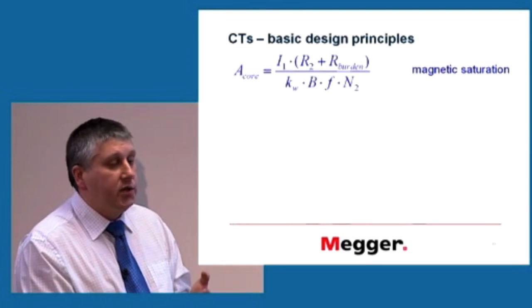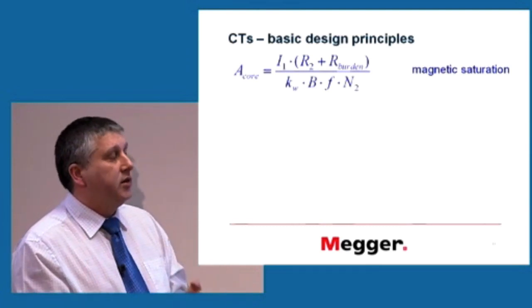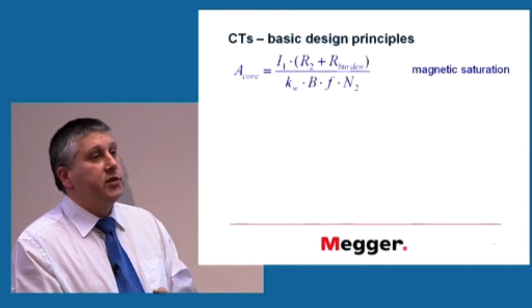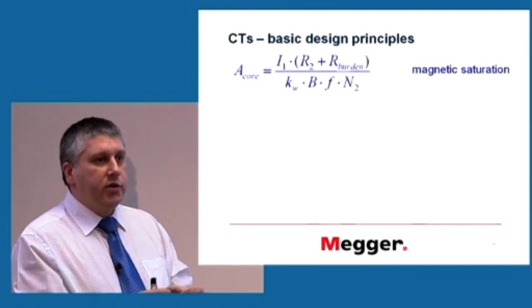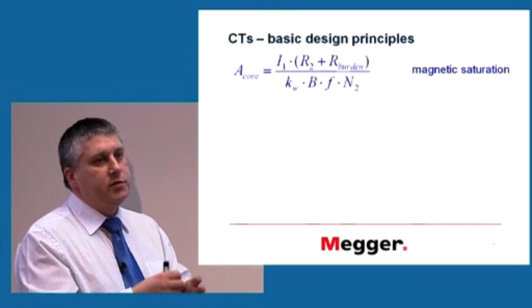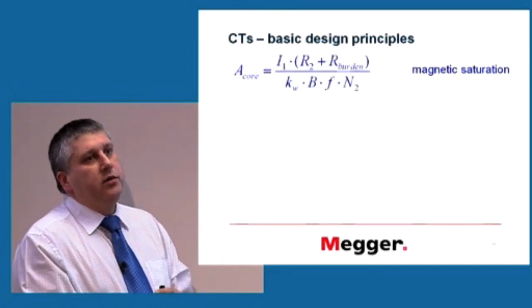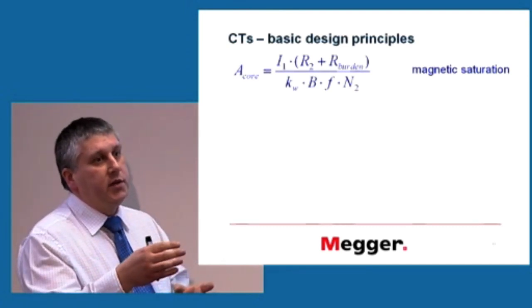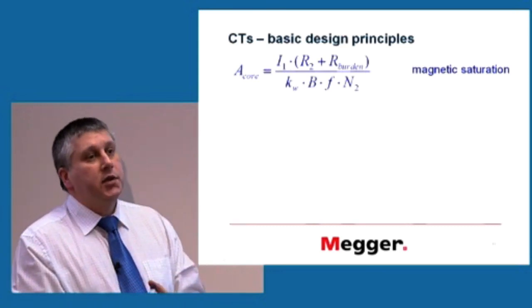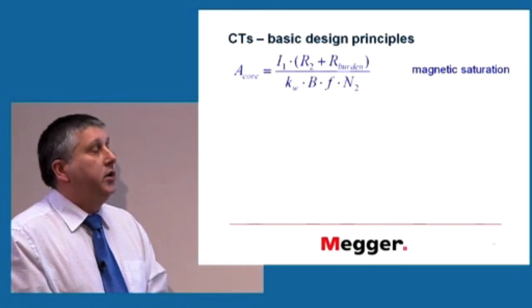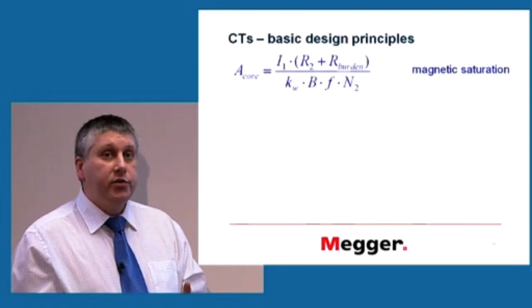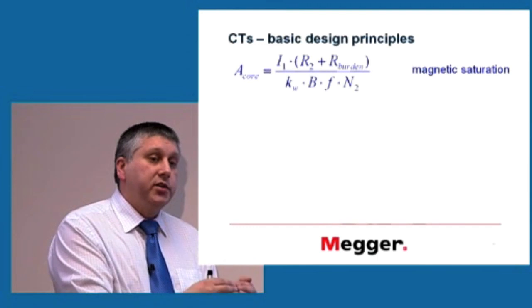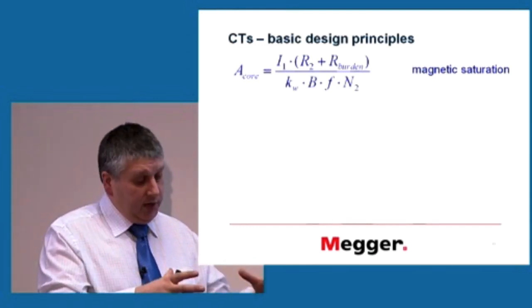And we have flux density, so it has to be lower than the saturation. We have frequency and we have number of turns. And we can immediately see that the higher the frequency, the smaller the core can be. And the more turns, the smaller the core can be. And the higher the flux density we can operate at, again, we can shrink that size. So some of those factors will be driven by the material we use. If we use material which saturates at lower flux density, we have to use a bigger core.